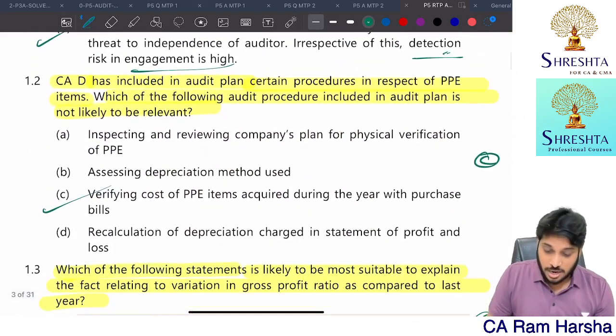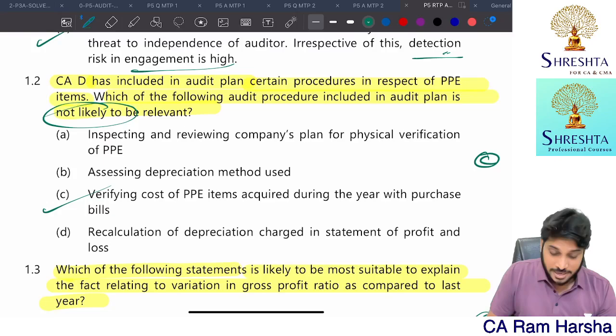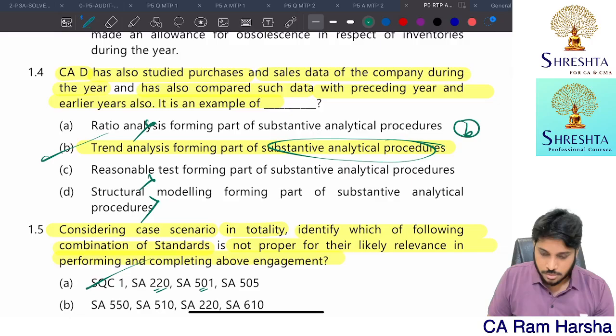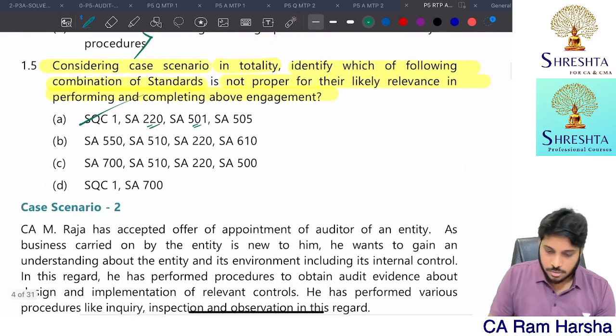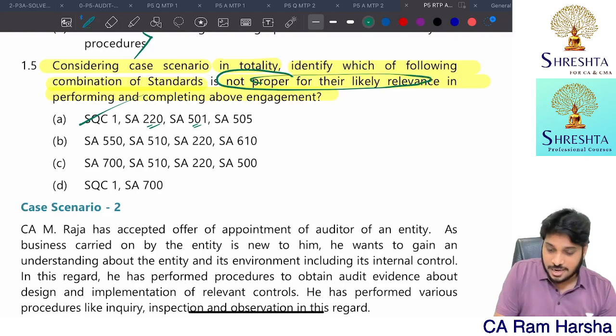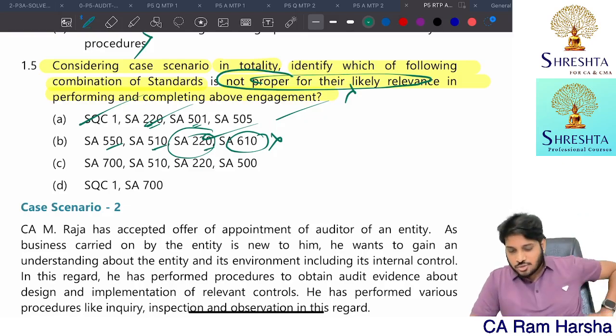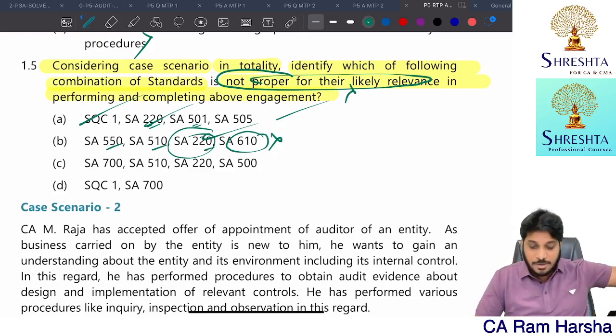They are asking which are not relevant. Not likely to be relevant. Not proper for relevance. So these two are relevant. So obviously this answer is not. SA 550, 510, 220. 220 is relevant. 610 not required. Internal audit is not there in the company. Actually, 220 is also required. Acceptance of relationship is there, but we'll see.